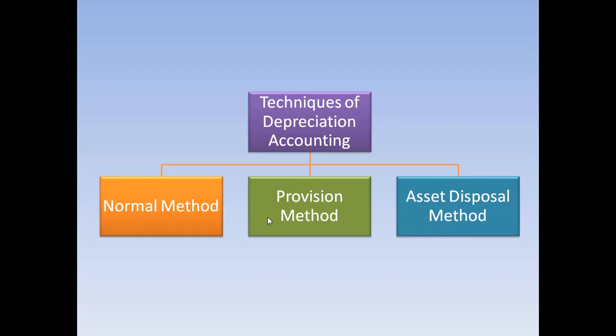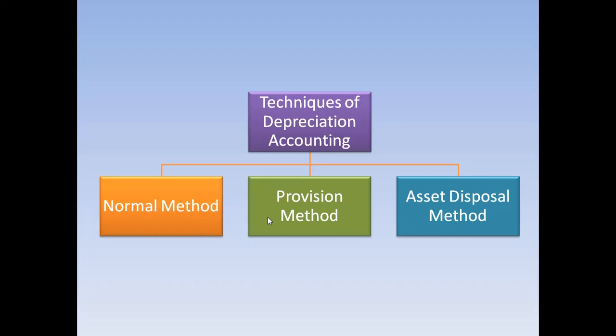But the other method is the provision method. In this provision method, we do not include depreciation in the asset account, just like in the case of the normal method. What we do is we accumulate the depreciation. For example, depreciation for 2020 was 2000, 2021 again 2000, and 2022 again 2000, and let us assume that the cost of the machine was only 20,000.